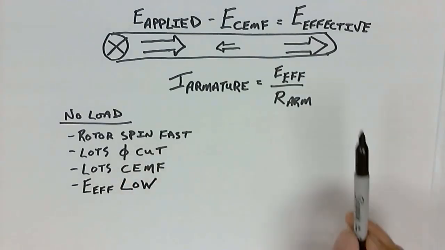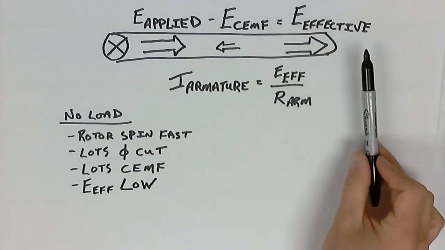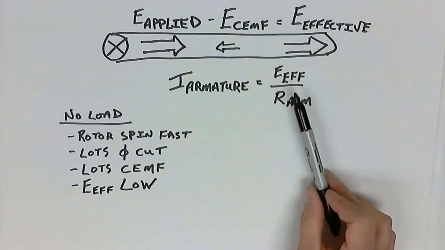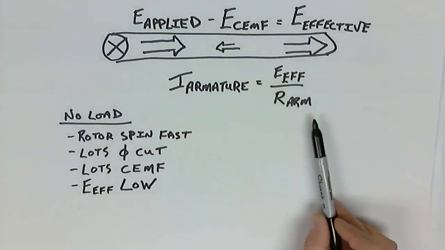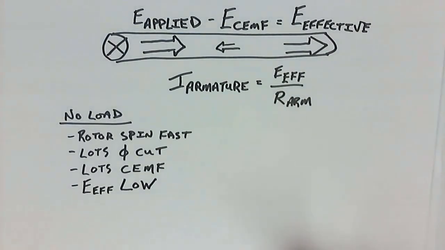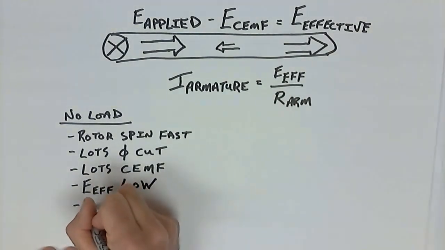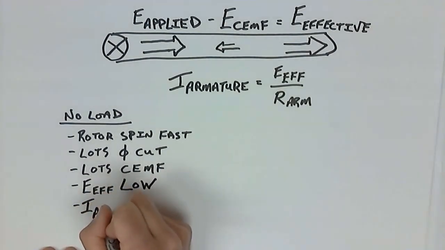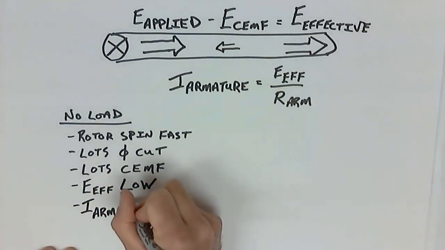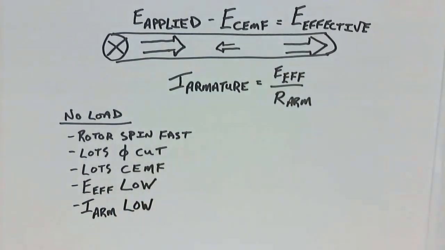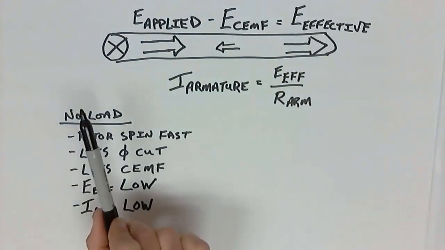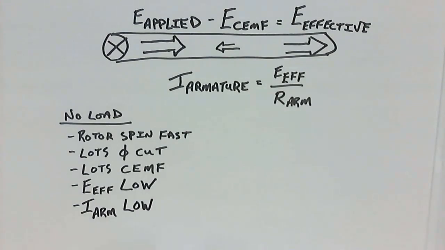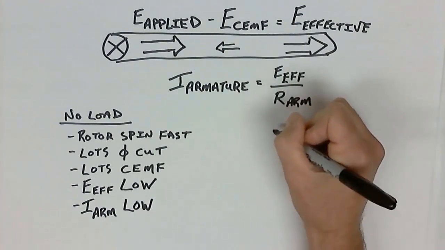And if the effective value of voltage is low, take a look at Ohm's law. Does the resistance of the armature change? No, of course not. It doesn't change. That means the I of the armature would also be low. And that kind of makes sense, doesn't it? Because at no mechanical load, the motor isn't really working very hard. The motor is working very lightly and doing almost nothing.